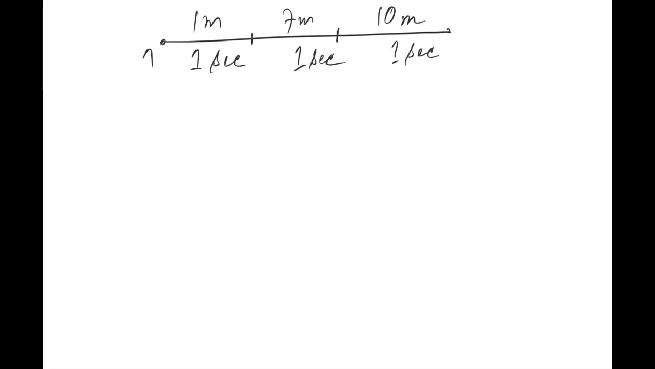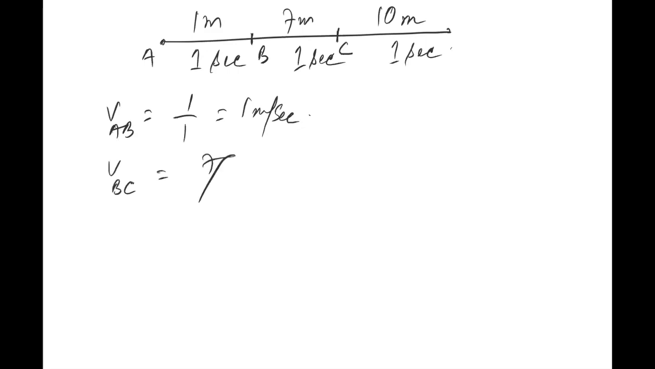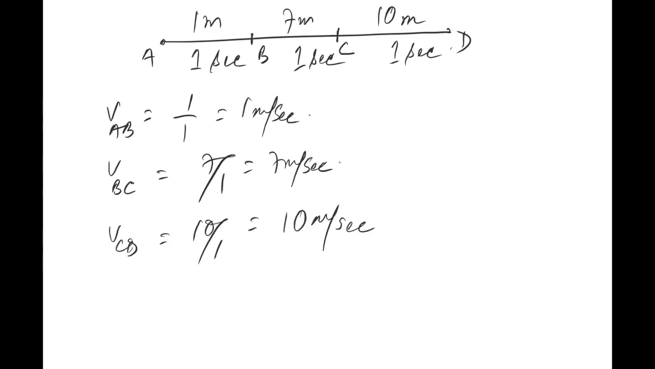So if I calculate the speed between AB, try to understand. It would be 1 by 1, equal to 1 meter per second. Whereas if I take the speed from B to C, it would be 7 by 1, equal to 7 meter per second. And from C to D, it would be 10 by 1, equal to 10 meter per second. This means in every 1 second the speed is different.